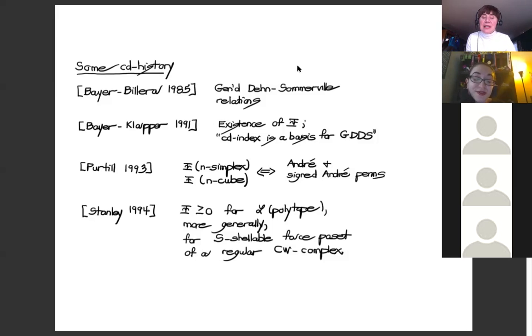Mark Perling, in his dissertation, looked at particular cases, the CD index of the n-dimensional simplex, so a higher dimensional tetrahedron, and the n-dimensional cube. And he was able to describe what those coefficients meant in terms of something called André and signed André permutations. And Richard Stanley showed for a face lattice of a polytope, more generally some fancy thing called a spherically shellable face poset of a regular CW complex, that the CD index has non-negative coefficients.